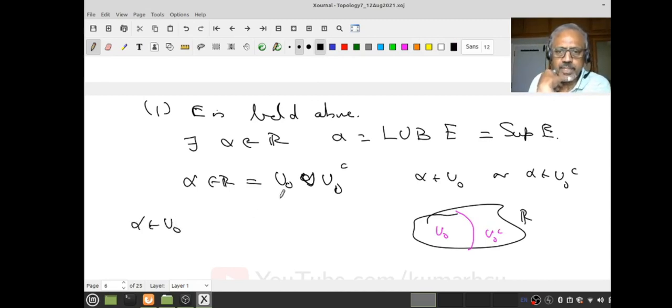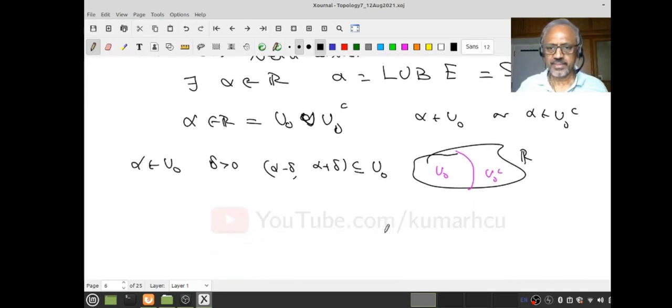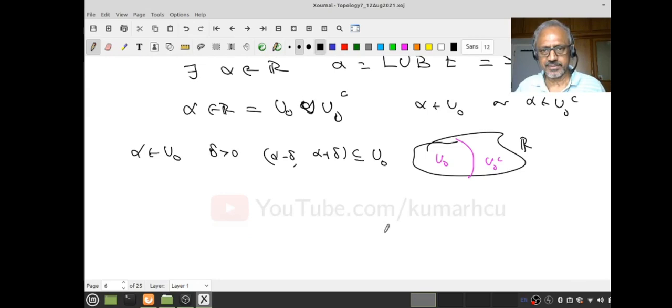Now what do I know about U0? It's an open set, and alpha is an element of U0. Therefore what do I know? There exists a delta positive so that alpha minus delta to alpha plus delta is contained in U0. You see that? There is no escape from analysis. Is that alright?